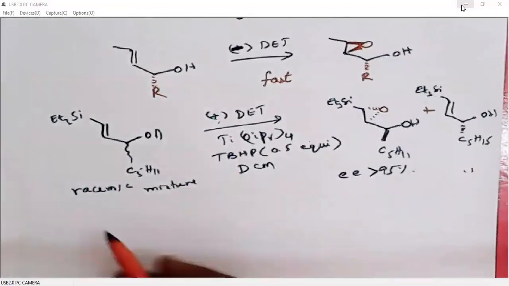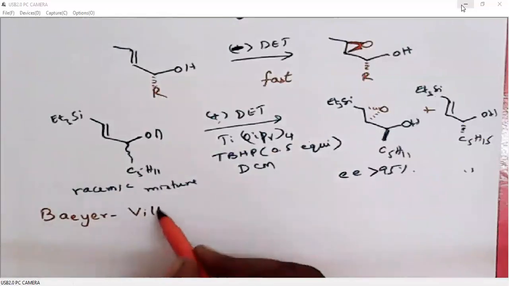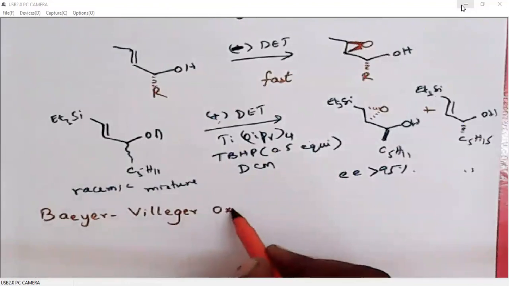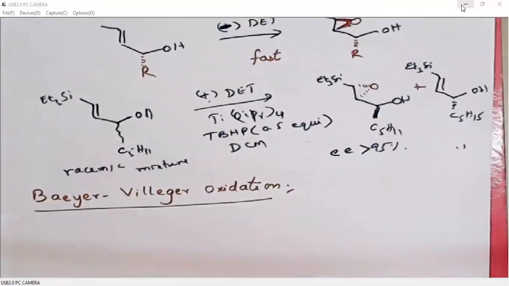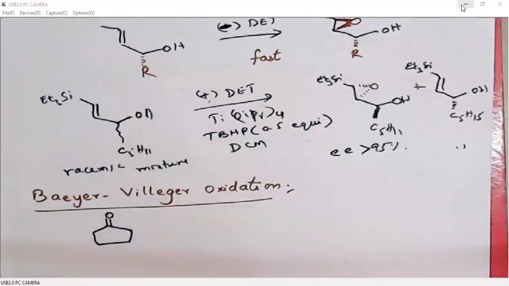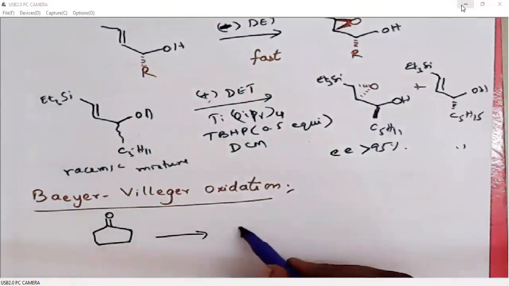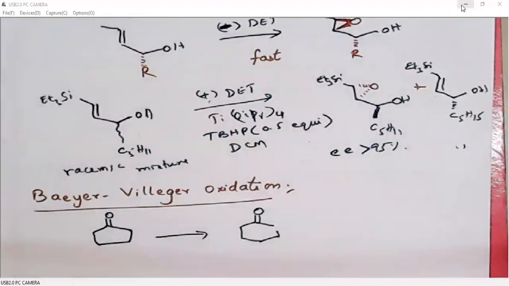Next, we will see Baeyer-Villiger oxidation. What is Baeyer-Villiger oxidation? Baeyer-Villiger oxidation is oxidation of ketones to corresponding esters. Oxidation of ketones to esters. If it is a cyclic ketone, it will be a cyclic ester, which is called a lactone, right? Cyclic ester is generally called a lactone.